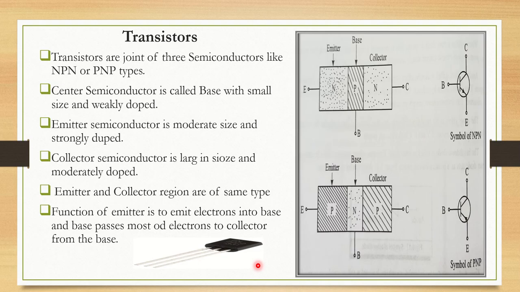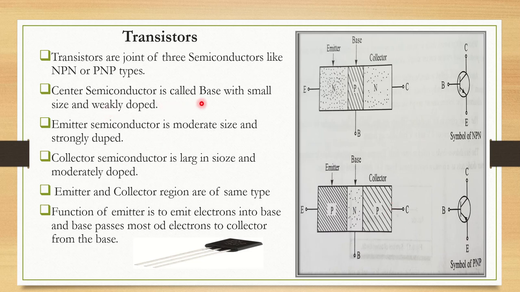Okay, this is the other major application of PN semiconductors, to form transistors. Now, what are transistors? Transistors are a joining of three semiconductors, like NPN or PNP. You see, in the PN junction we saw two semiconductors. Here we can see three semiconductors. NPN or PNP, both are there.